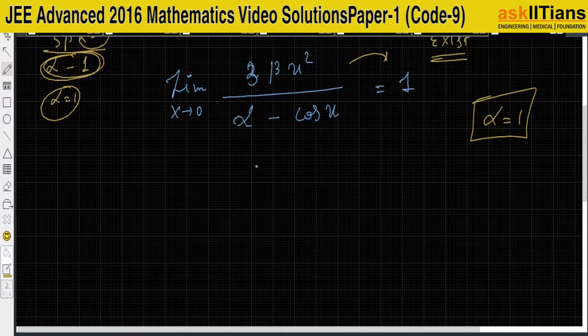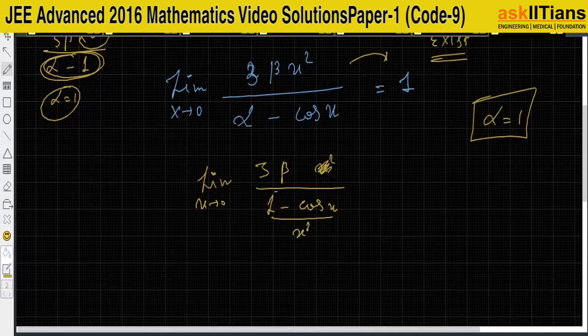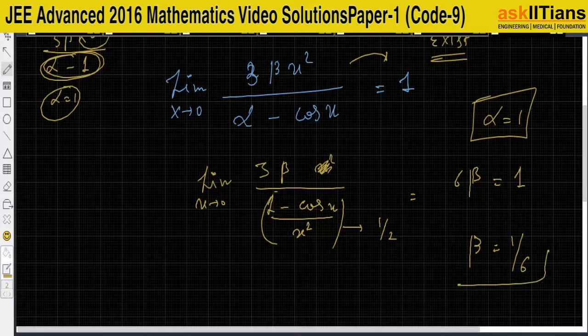So now we need to simplify this. 3 beta x square divided by alpha minus 1, sorry, this is 1 minus cos x, not alpha minus 1, and limit x tending to 0. Now if I take this x squared to the denominator, I know this form, right? 1 minus cos x by x square, and this limit is 1 by 2. This is a standard form, all of us know this. So this is equal to 6 beta, and 6 beta is equal to 1, it's given in the question, so beta is equal to 1 by 6. So alpha is 1, beta is 1 by 6.